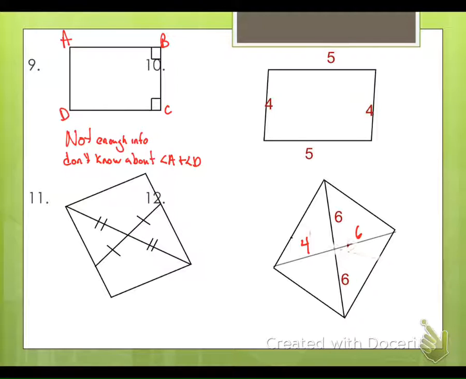Over here, we see number 10. Is it a quadrilateral and is it a parallelogram? Yes. How did you know that? Because the sides are congruent. Yep, opposite sides are congruent. Both pairs of opposite sides are congruent.